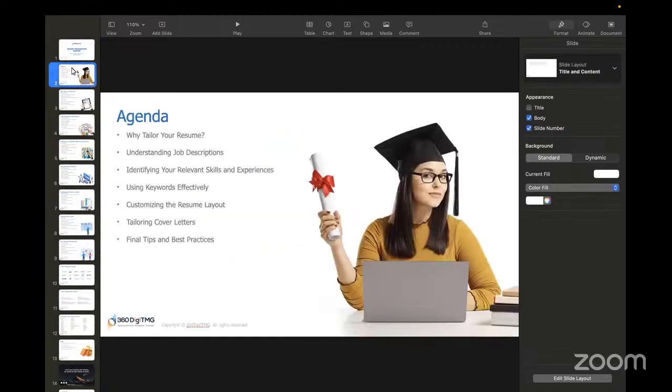So this is the agenda we are going to discuss today. What is a tailored resume, and how we are going to understand whether a job description is relevant for you or not, and the skills and experiences you have identified, according to which you apply for the job. Then, use keywords effectively. What are the keywords you have to use? Customize the resume layout. Then how we are going to make the cover letter. Then what best practices you have to follow when making a resume.